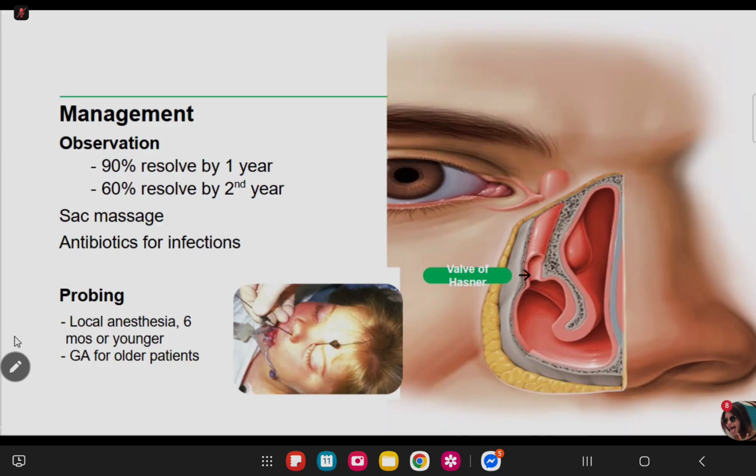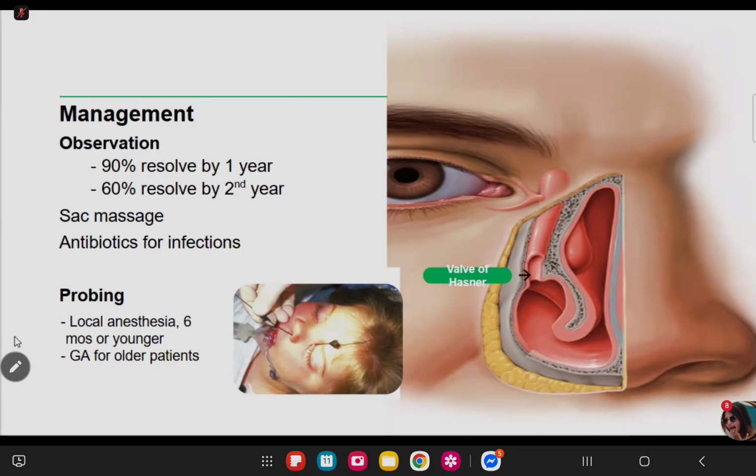No, and then after the non-invasive interventions such as your massage and antibiotics, if still the nasolacrimal duct is not patent, then we do the probing. We insert a probe, a metal rod, into the patient's nasolacrimal duct, around the inferior meatus, no?